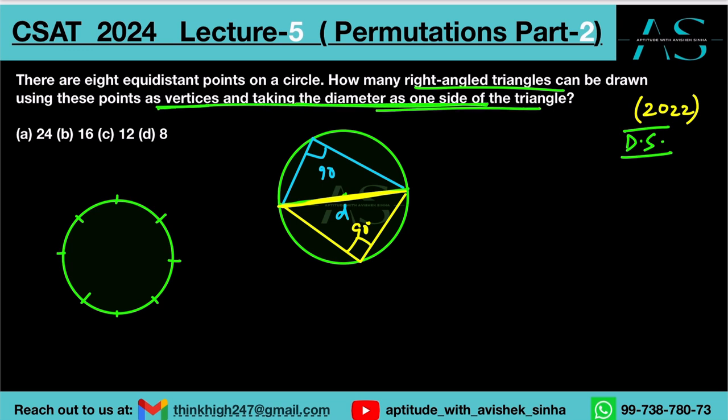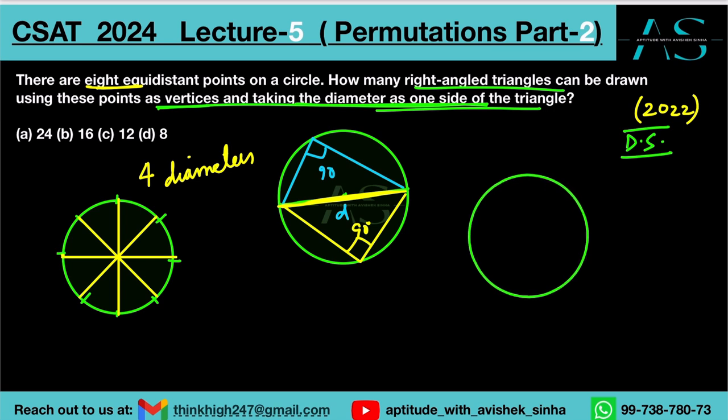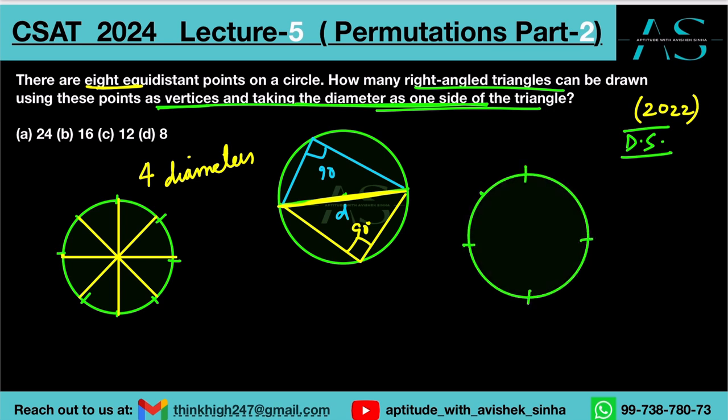Okay. So if you take the diameter, how many diameters can be formed? 1 diameter, 2 diameters, 3 diameters, and 4 diameters. So with the given constraint of the question, we can have 4 diameters. Now my question is, and let's quickly just be done with this: 1, 2, 3, 4, 5, 6, 7, 8. Let's consider this diameter, just for instance. Okay, let's try and draw a triangle here.